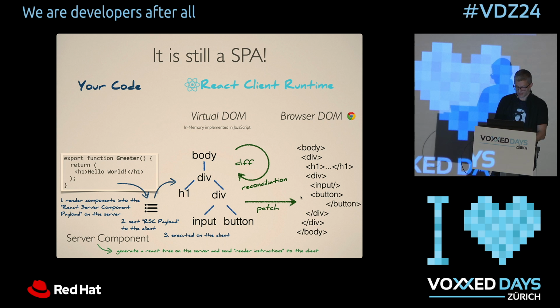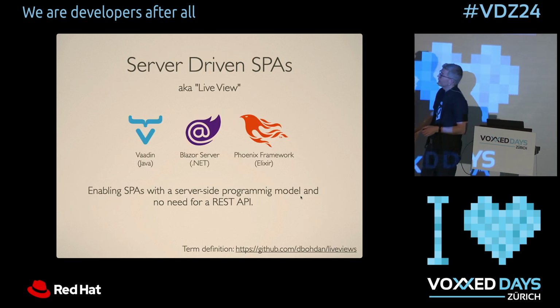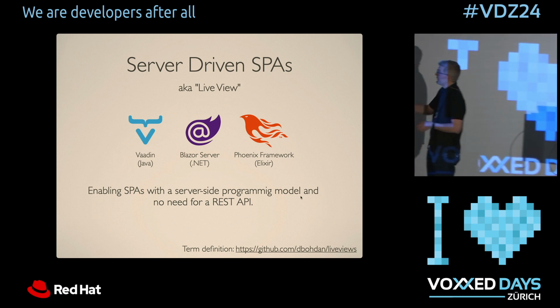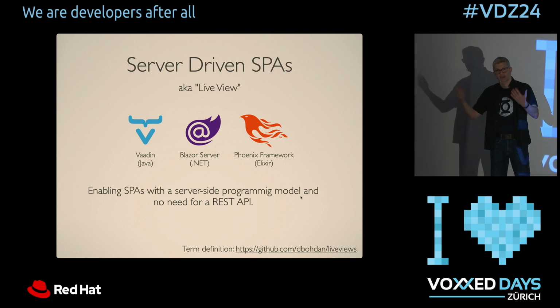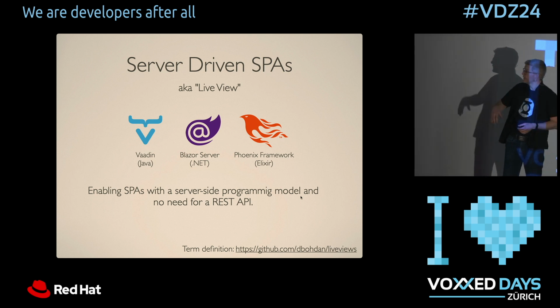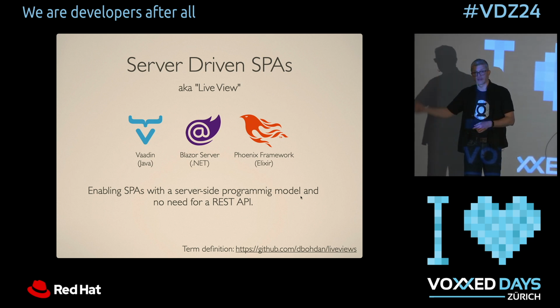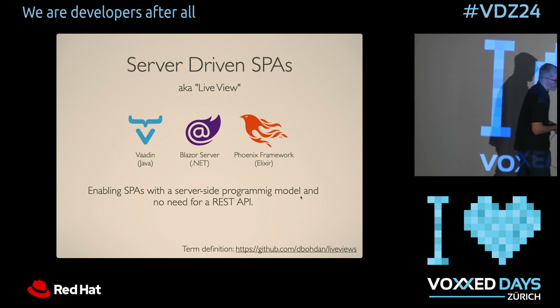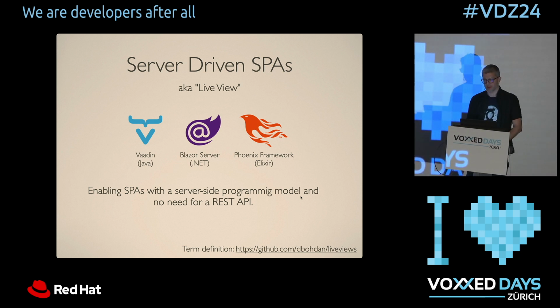So this is a single page application. I call this server-driven SPAs. Other people are calling this live view. There are other frameworks which are doing the same thing. In the Java space, there is Vaadin, which has a similar concept. In the .NET space, there is Blazor Server execution, which does the same thing. Or there is a framework called LiveView from Phoenix. Other frameworks are doing that.